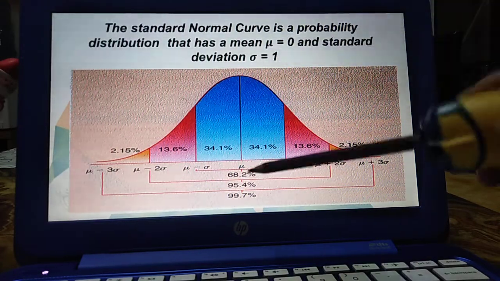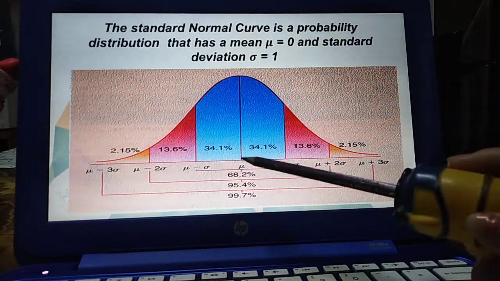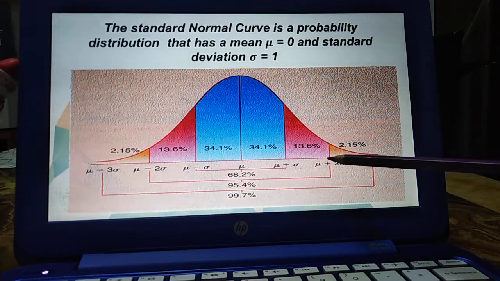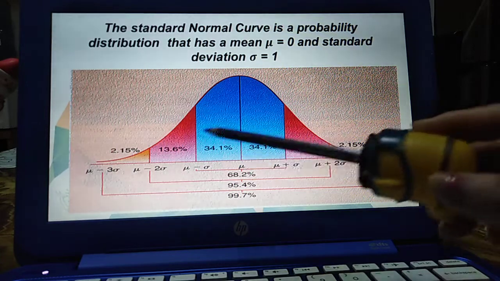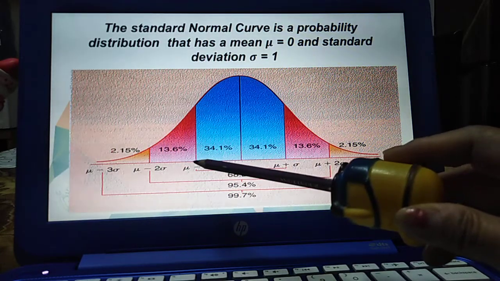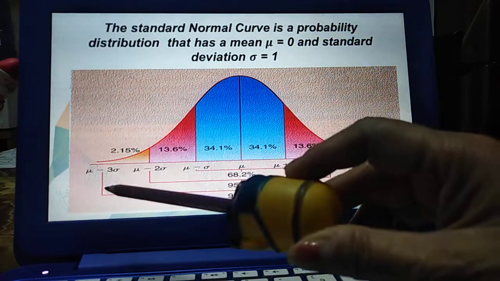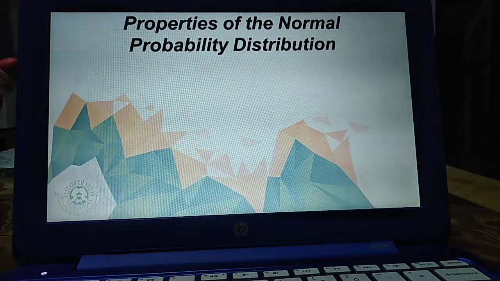So this is our mean. Mean is at 0. From the mean, this is 1 standard deviation. This is 2 standard deviations. This is 3 standard deviations. From the mean, this is 1 standard deviation below the mean. This is 2 standard deviations below the mean, and that would be 3 standard deviations below the mean.